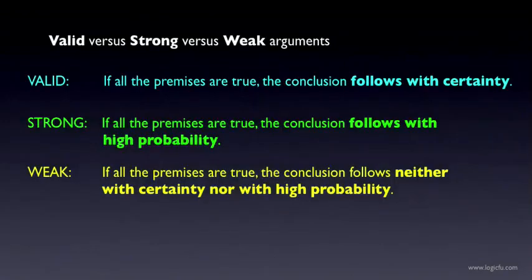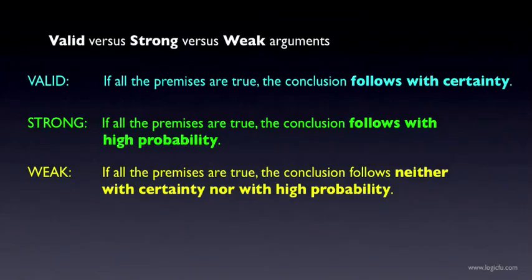Now, these definitions summarize what we've seen so far. Validity, strength, and weakness are logical properties of arguments. They characterize the logical relationship between the premises and the conclusion. With valid arguments, the conclusion follows with certainty. It's impossible for the premises to be true and the conclusion false. With strong arguments, it's possible for the conclusion to be false, but it's unlikely. The conclusion follows with high probability.